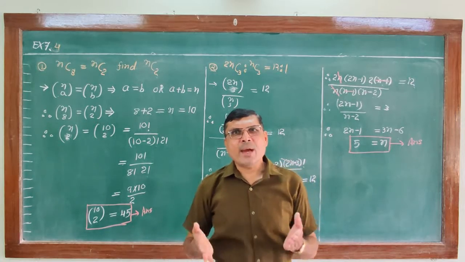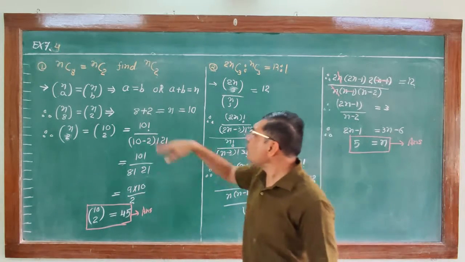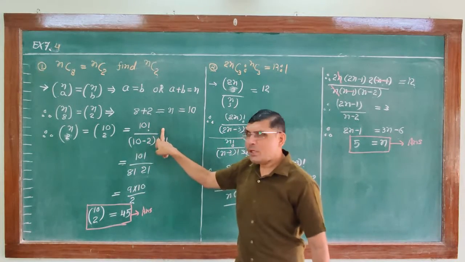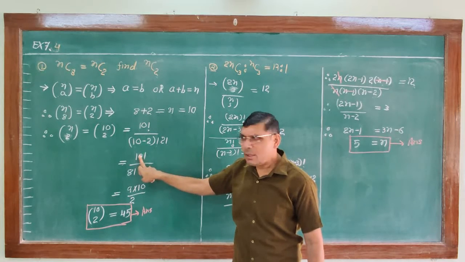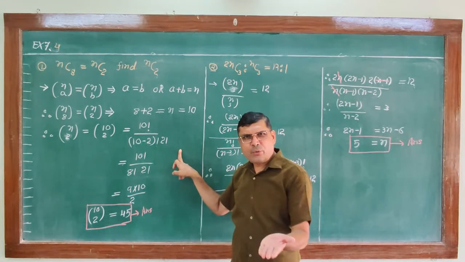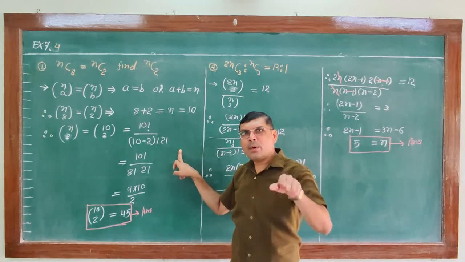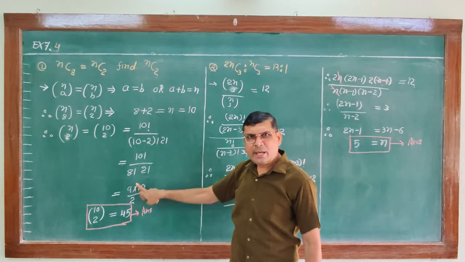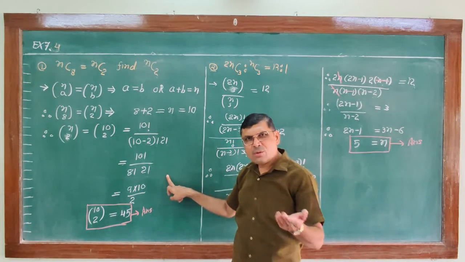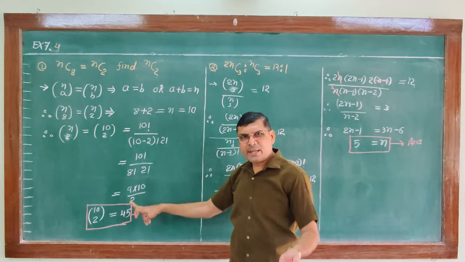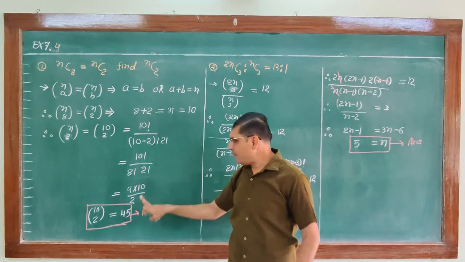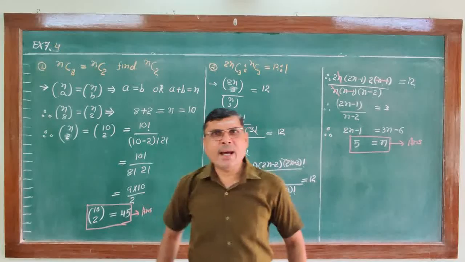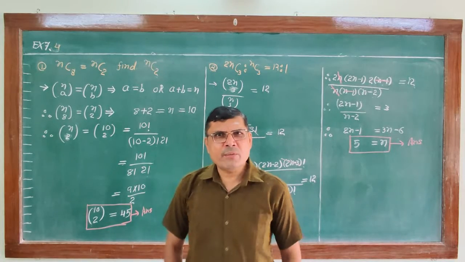Once I have the value of n, then it is very easy to find nC2. It means 10C2. So 10 factorial upon 10 minus 2 factorial into 2 factorial. This is the nCr formula, which I already provided in the introduction. So 10 factorial upon 8 factorial into 2 factorial. Now you know how to simplify. 1 to 8 will get cancelled. So 9 into 10 over 2, and the answer is 45. If you know the nCr formula, then 7.4 is not difficult at all.